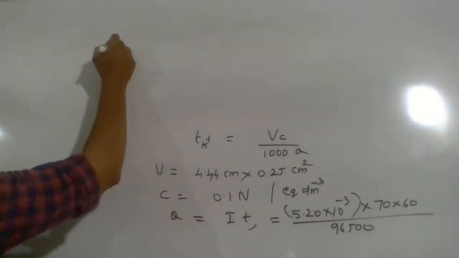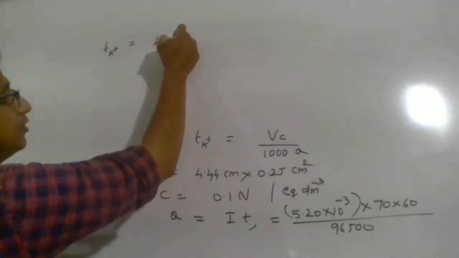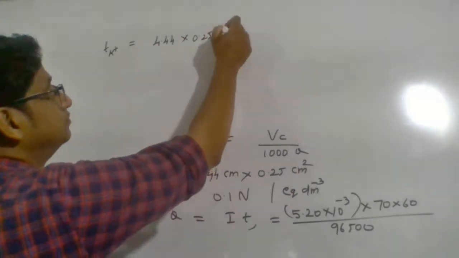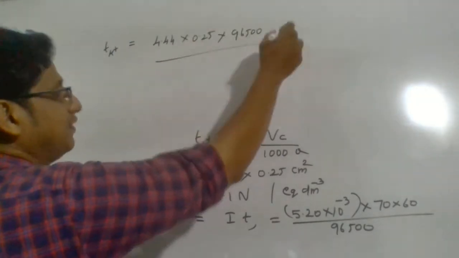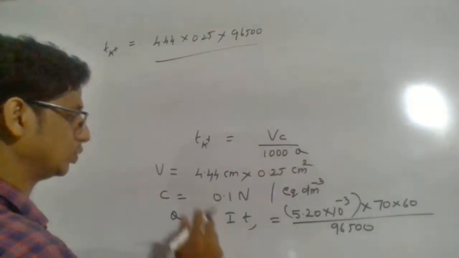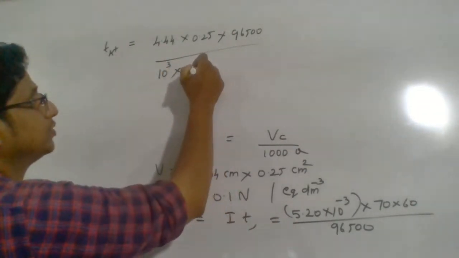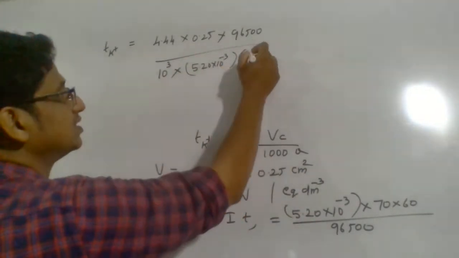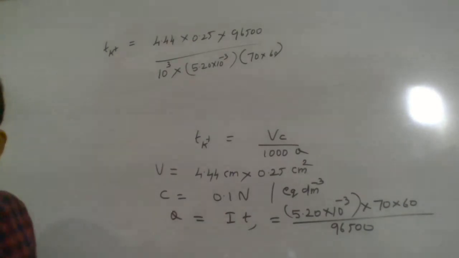So let us substitute the transport number of K plus. It will be equal to 4.44 into 0.25 into 96500 divided by 1000 Q. 1000 means 10 raised to 3, right? 10 raised to 3 into this Q part, 5.20 into 10 raised to minus 3 into 70 into 60. So substitute these values, and you are going to get the transport number of K plus ion.